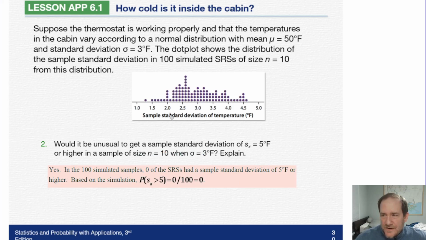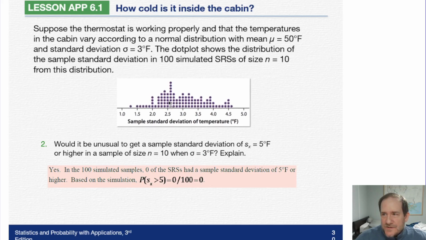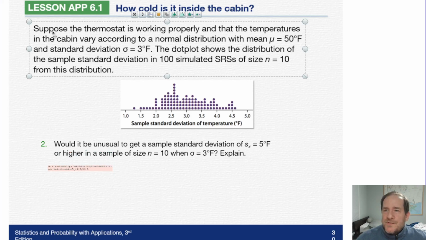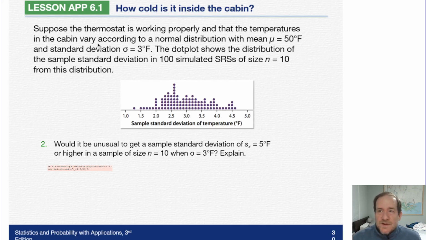Now obviously there's some background here. To test this claim, it actually says up here, I'm supposed to read this with you first. But to test this claim, I'll shrink this down again so you can't see it. It says, suppose the thermostat is working properly and that the temperatures in the cabin really do vary according to a normal distribution with a mean of 50 degrees and a standard deviation of only 3. Then the dot plot below shows the distribution of the sample standard deviation in 100 simulated simple random samples of size 10. Remember, Mrs. Starnes took a sample of size 10, so our 100 simulations have to all be of size 10 as well.